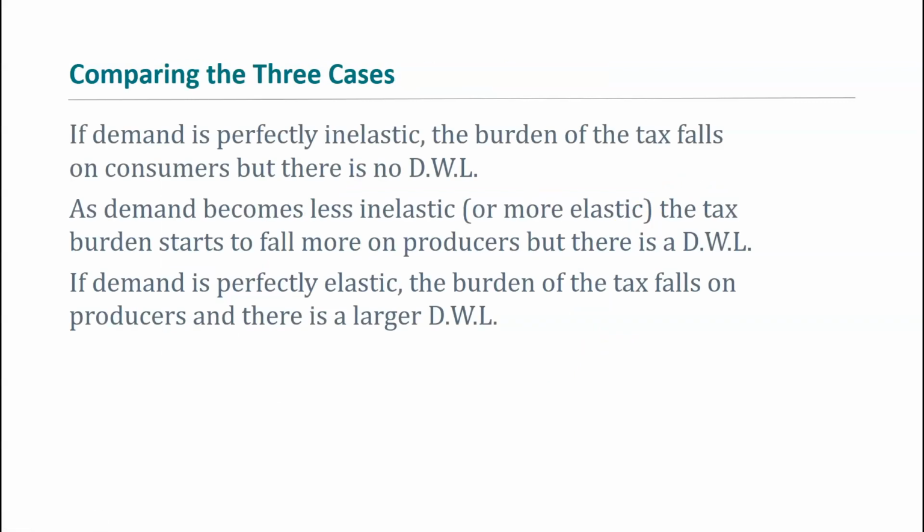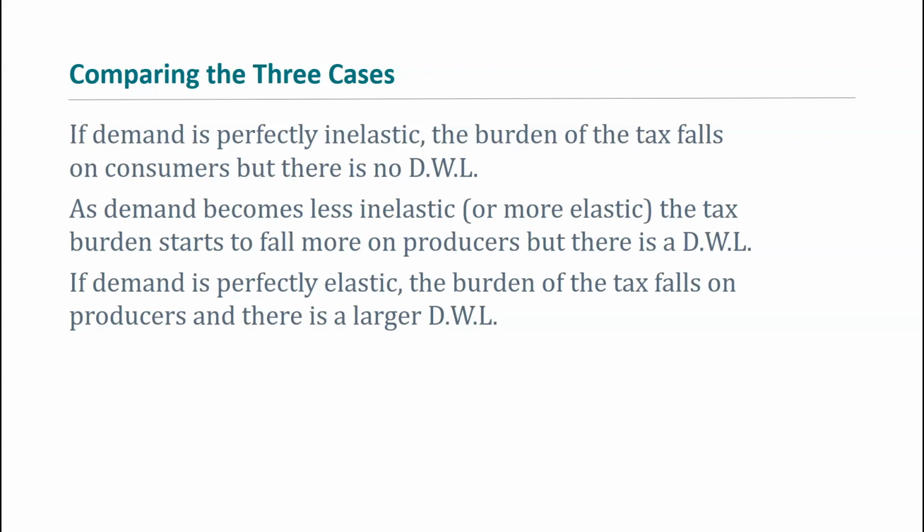So the comparison here: if demand is perfectly inelastic, the burden of the tax falls on consumers. There's no deadweight loss. As demand becomes less inelastic or more elastic, the tax burden starts to fall more and more on producers, and there is deadweight loss. If demand is perfectly elastic, the burden of the tax falls completely on the producers, and there's a larger deadweight loss. And the story here is because why?